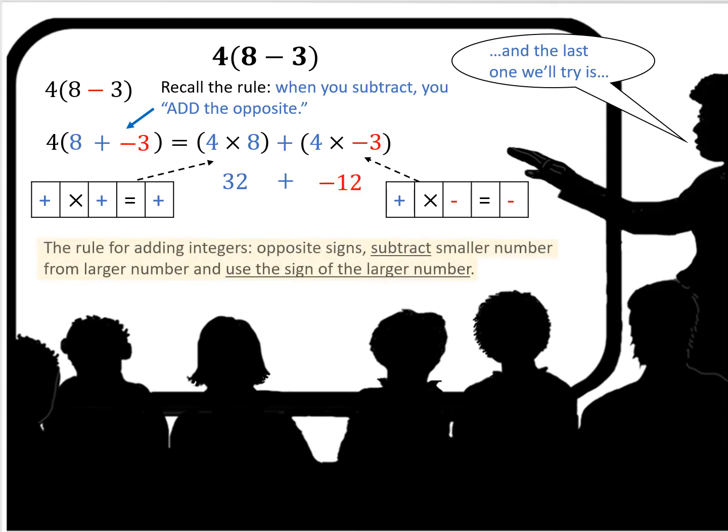The rule for adding integers of opposite signs is to subtract the smaller number from the larger number and use the sign of the larger number. 32 minus 12 is 20, and the sign of the larger number, 32, is positive.